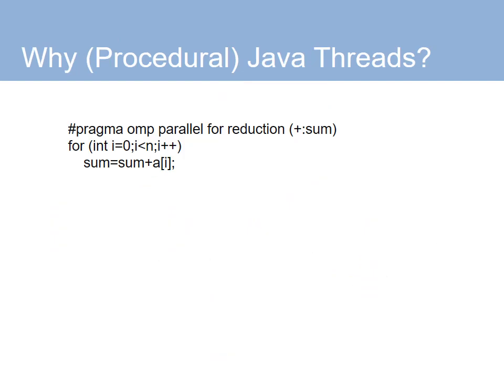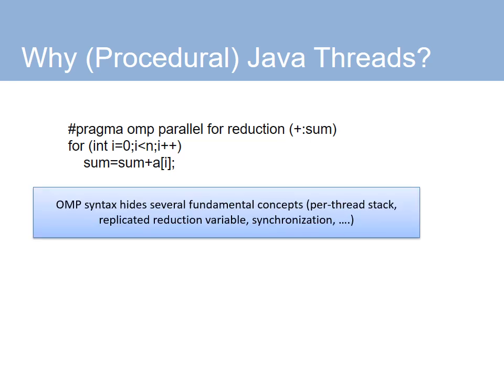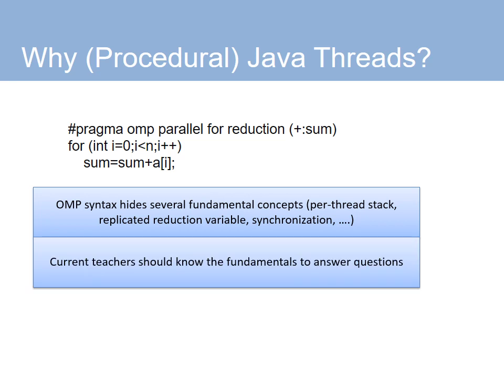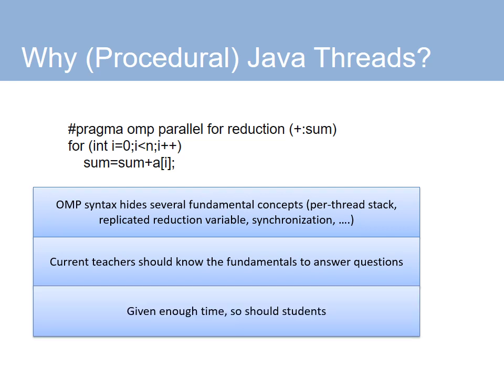So why? So the classic approach to teach such concurrency is to use a declarative mechanism, and that's great. But one disadvantage of that is that it hides many of the fundamental concepts underneath, like there's a per thread stack. Somehow these loops got replicated. What happened underneath? There's a reduction variable that got replicated. There's synchronization going on underneath. So who should know this? Maybe not the introductory students, but at least if you're teaching, you should know what's going on underneath, because there may be some curious students who want to know. And given enough time, so should students.